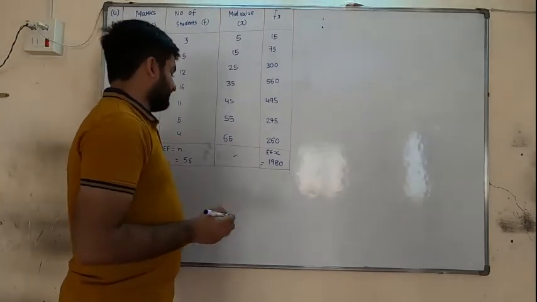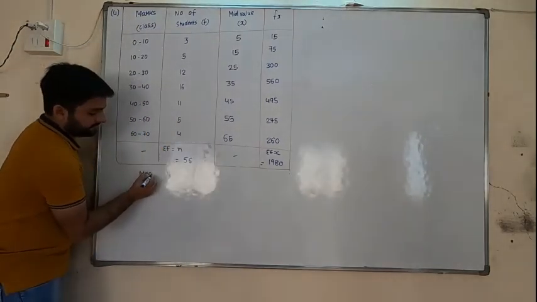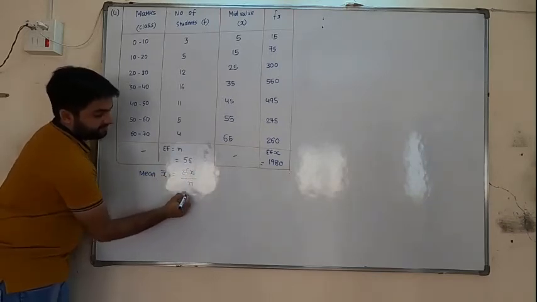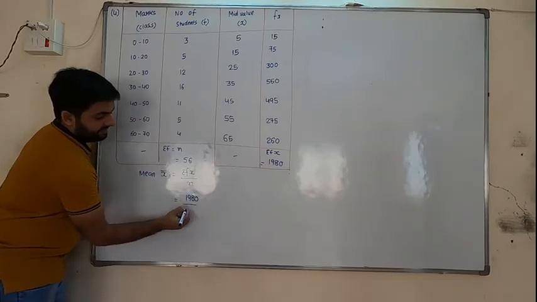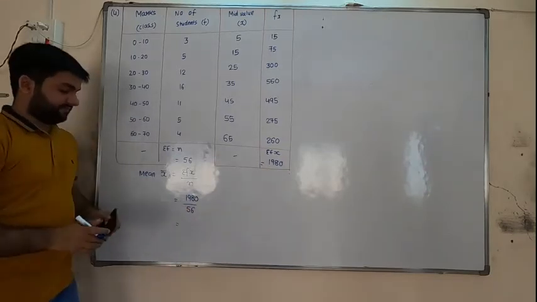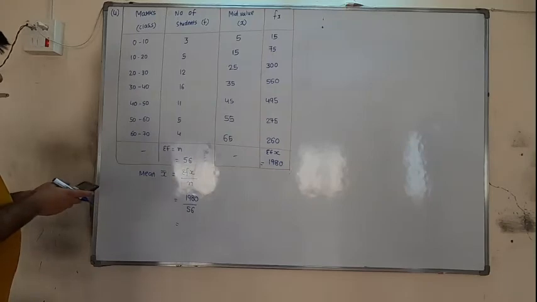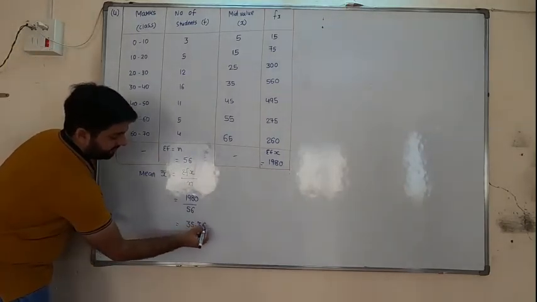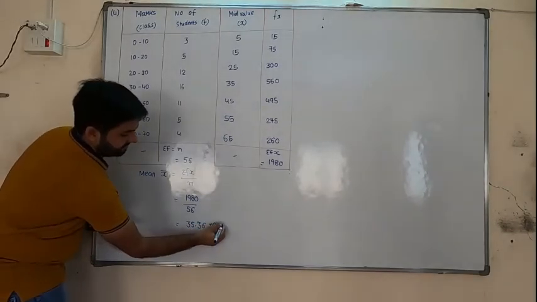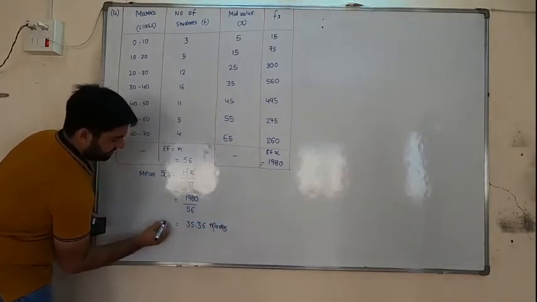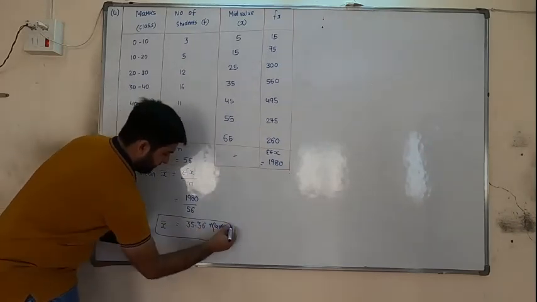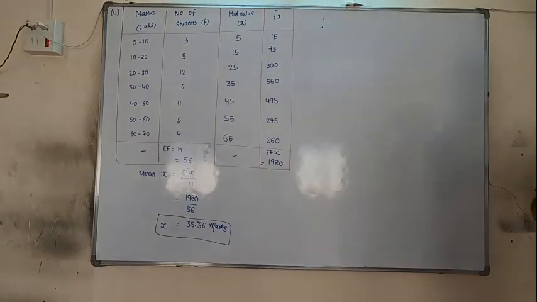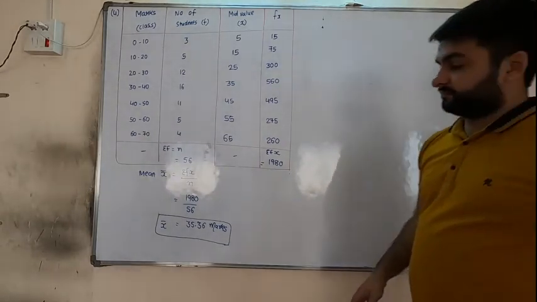Okay, now let us calculate the mean. Mean x bar is equal to sigma fx upon n. 1980 divided by 56. 1980 divided by 56 is 35.36 marks. 35.36 marks.